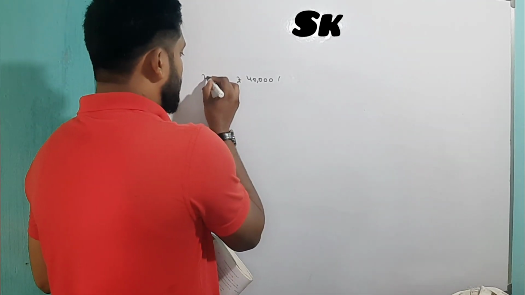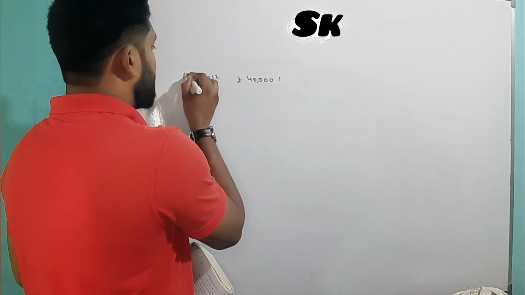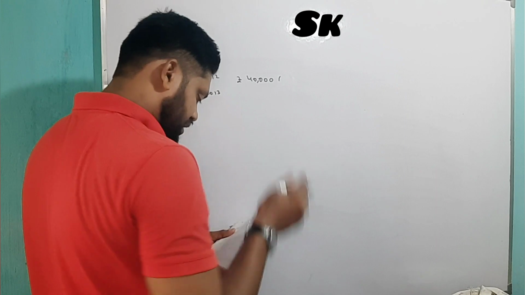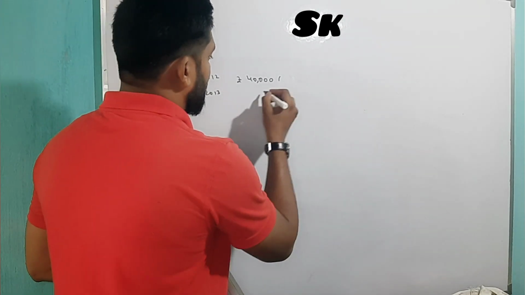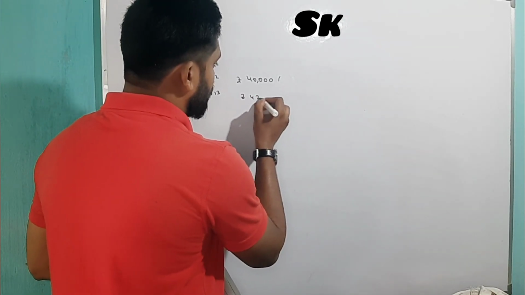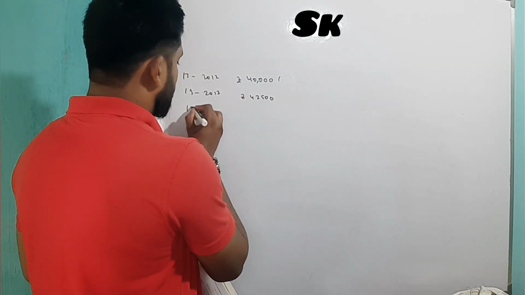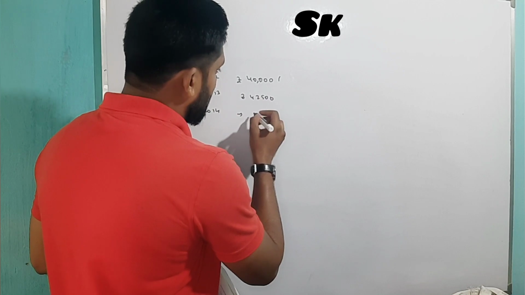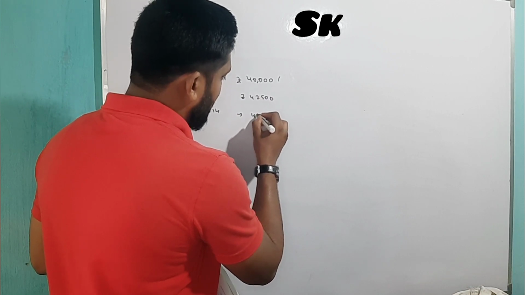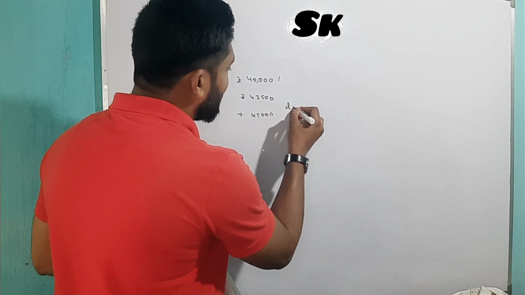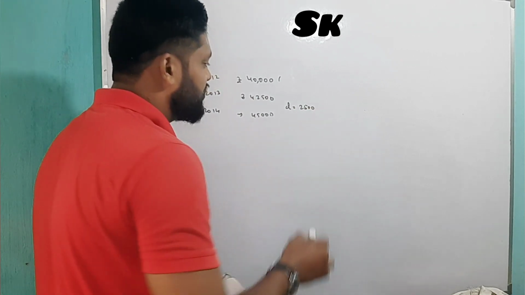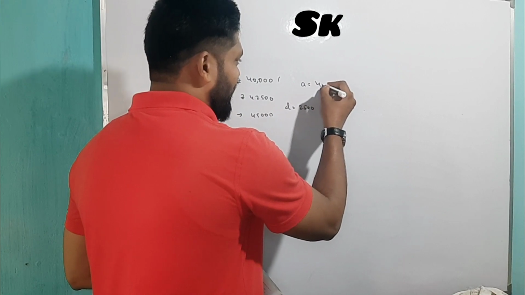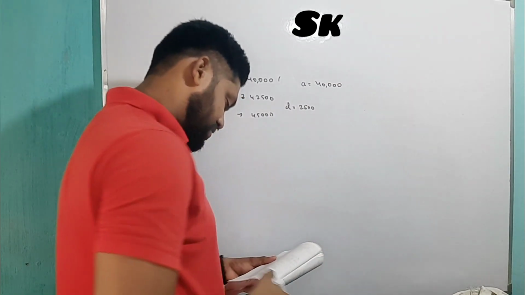So if on 1st July 2012 it is 40,000, then on 1st July 2013 how much? It is increased by 2,500, so it will be 42,500. And on 1st July 2014 it will again increase by 2,500, so here it will be 45,000. So what is d here? d is 2,500 because every value is increasing by 2,500. Then what is a? She started with a value of 40,000. This is a.